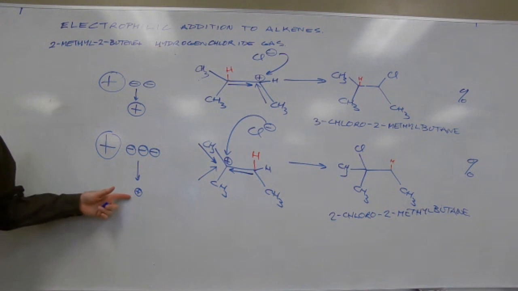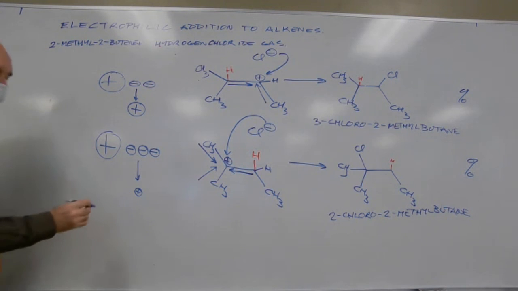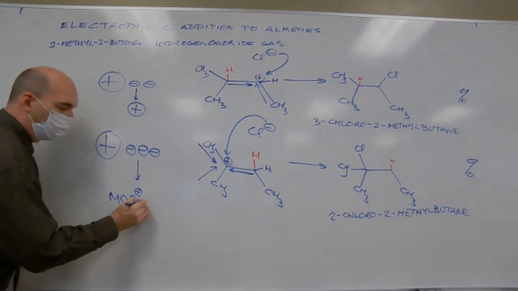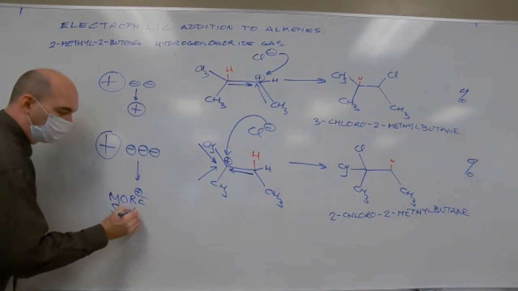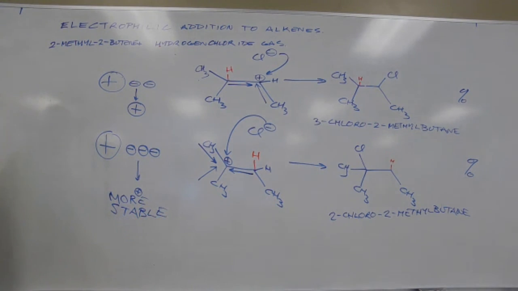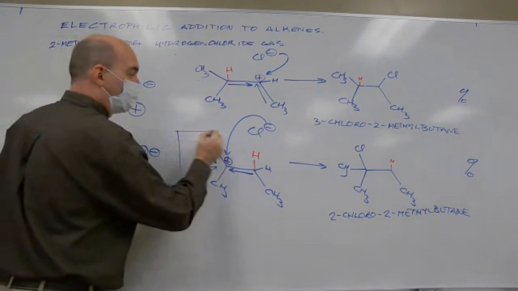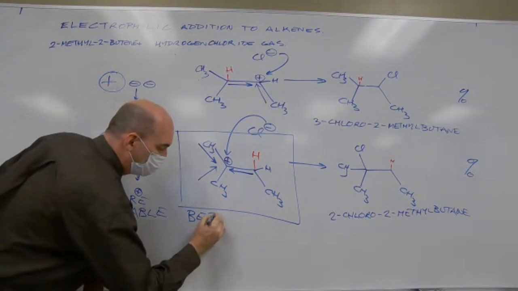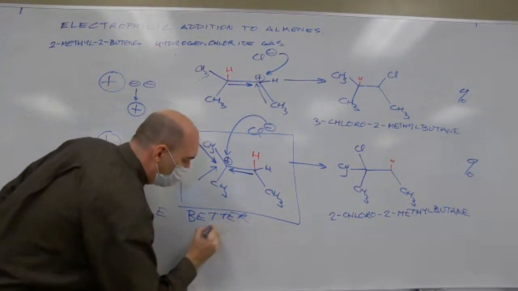The positive charge is your target. It's the thing that causes the reaction. Having a smaller target makes you more stable. This one at the bottom is the better carbocation.